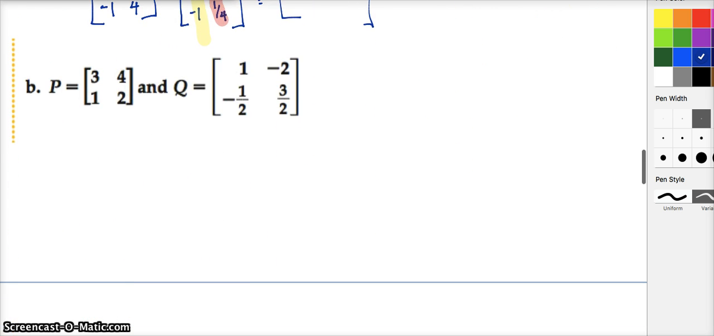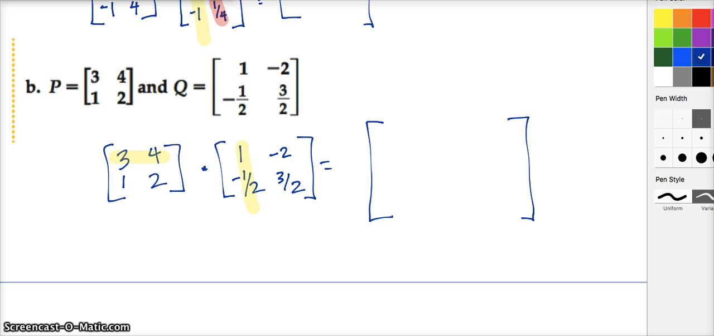So let's try that over here again. So this row times this column is going to give me in this first area here 3 times 1 plus 4 times -1/2. And when I calculate what that is, I get a +3 here, and I get a -2 here, which gives me a 1 in that upper corner, which is kind of cool, because that's what we would expect with an identity matrix. So I'm going to keep going. Let's see what else happens.